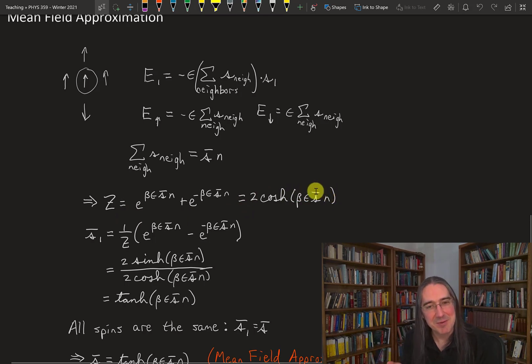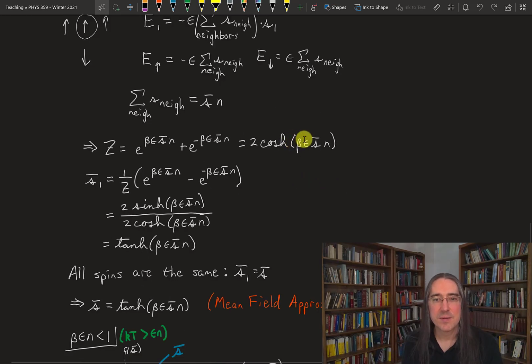Okay, it's getting to be a mouthful. There's a lot of stuff in the argument, but you know what all of these pieces mean. It's 1 over kT. This is the energy of interaction between 2 neighboring spins. This is the average spin of our neighbors. And this is our number of neighbors. So these combined give us the total spin of the neighbors. Okay, good. So we've got the partition function.